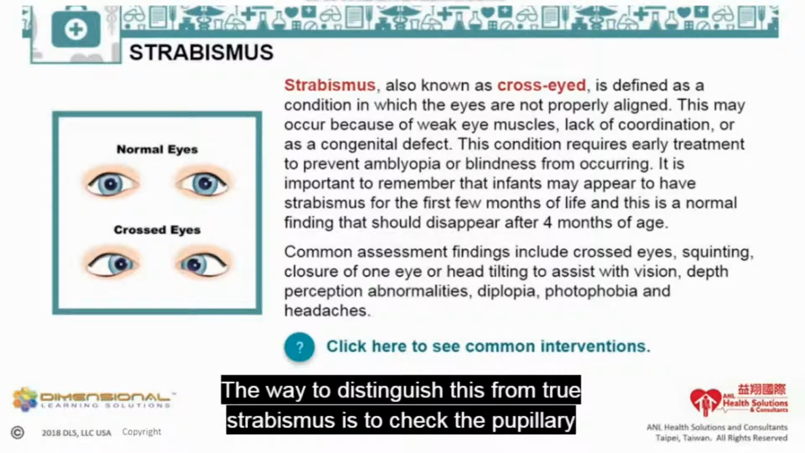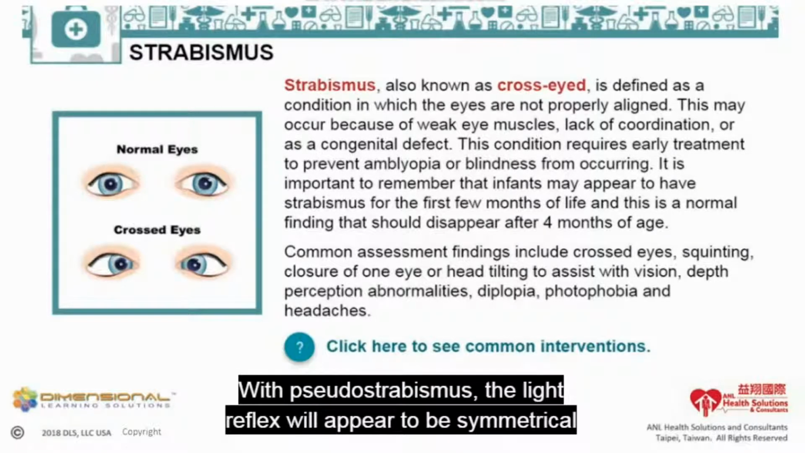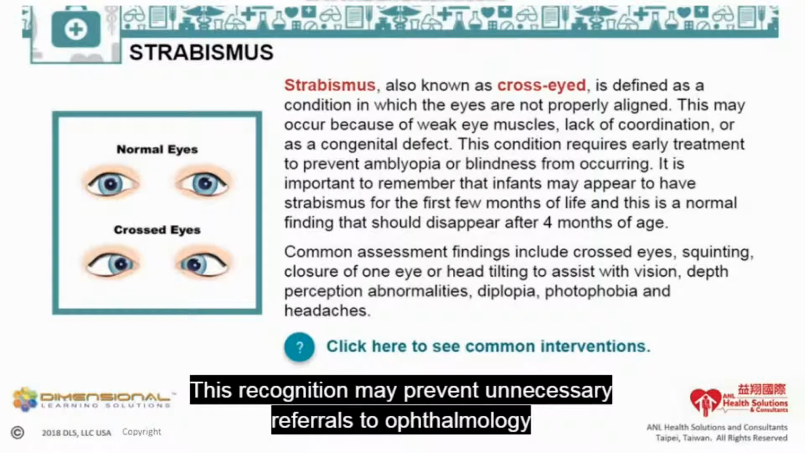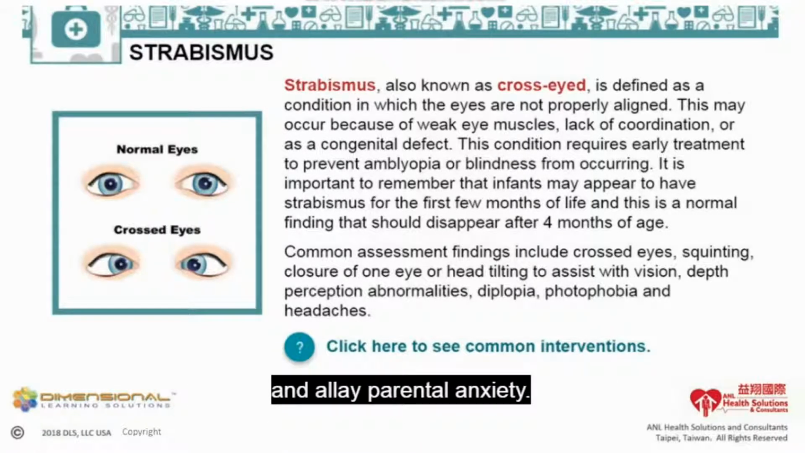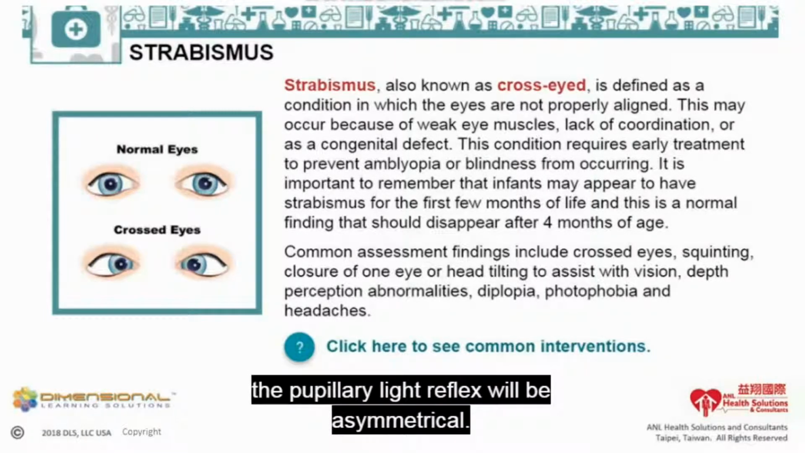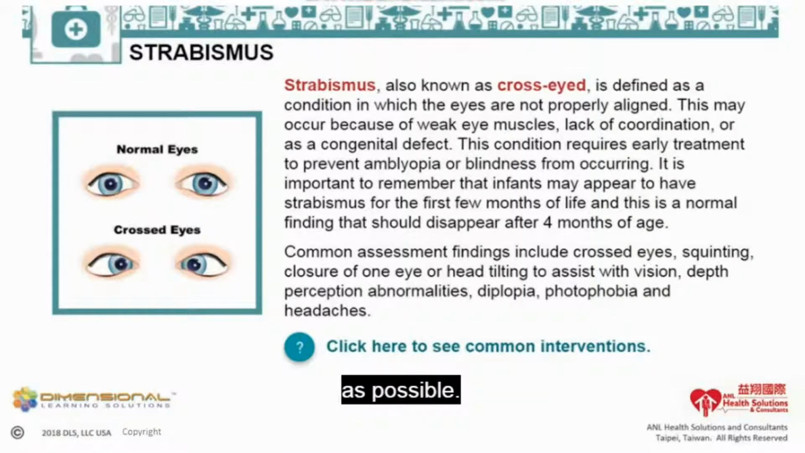The way to distinguish this from true strabismus is to check the pupillary light reflex. With pseudostrabismus, the light reflex will appear to be symmetrical between the two eyes. This recognition may prevent unnecessary referrals to ophthalmology and allay parental anxiety. For cases in which there truly is strabismus, the pupillary light reflex will be asymmetrical. Early referral and treatment is essential in preserving vision as much as possible.